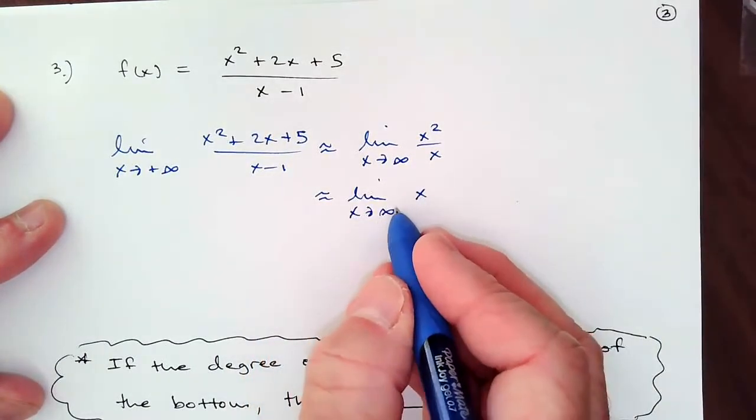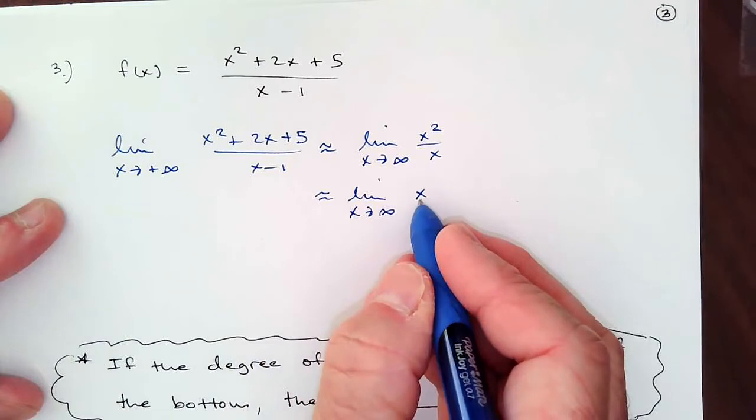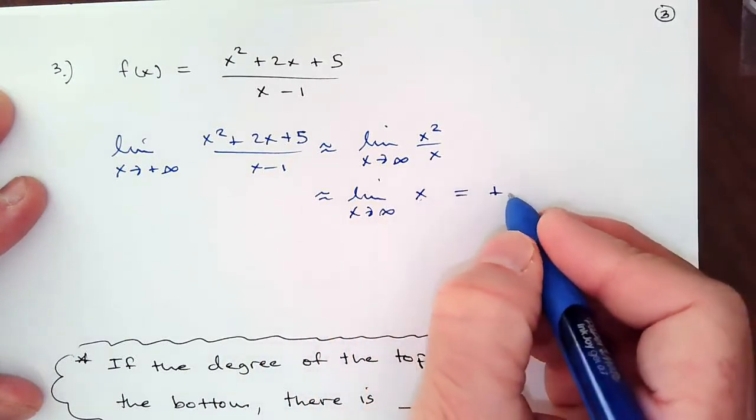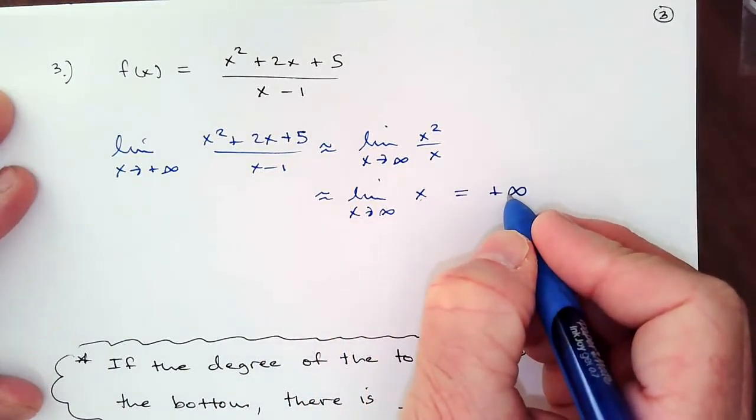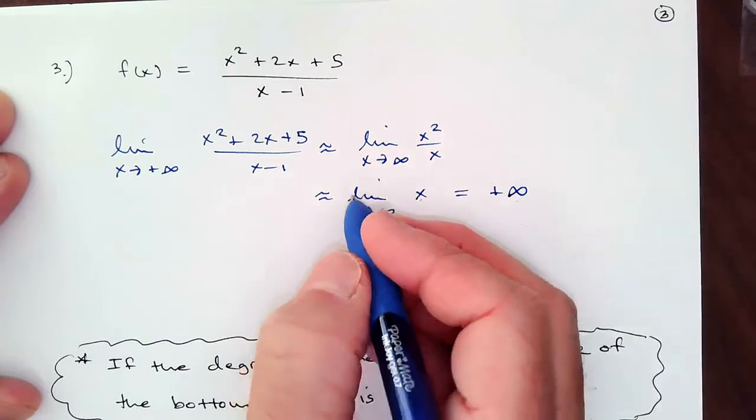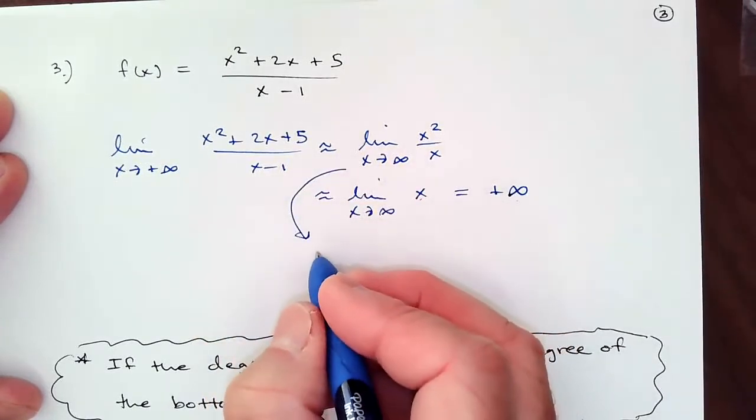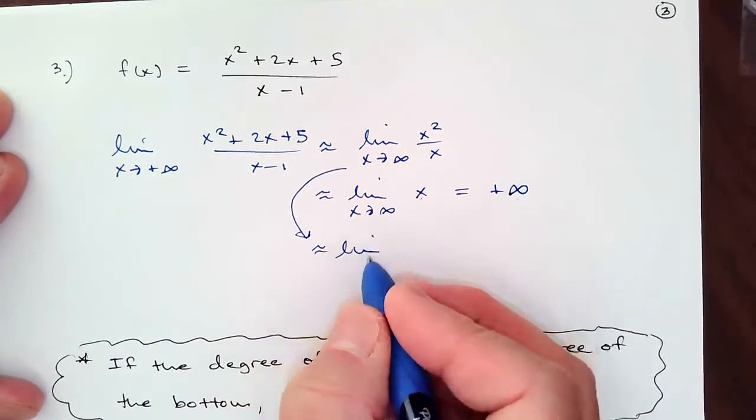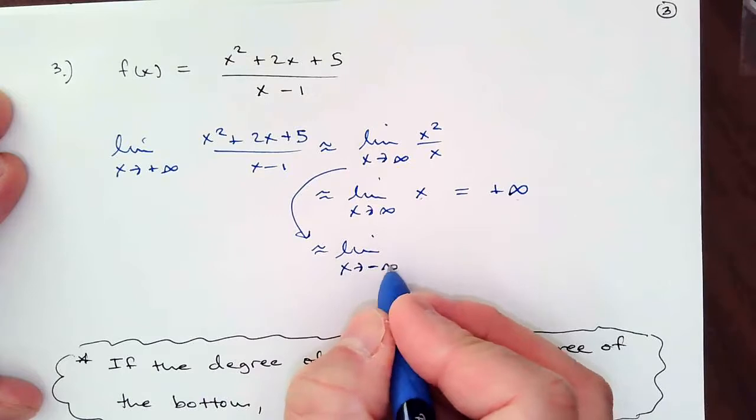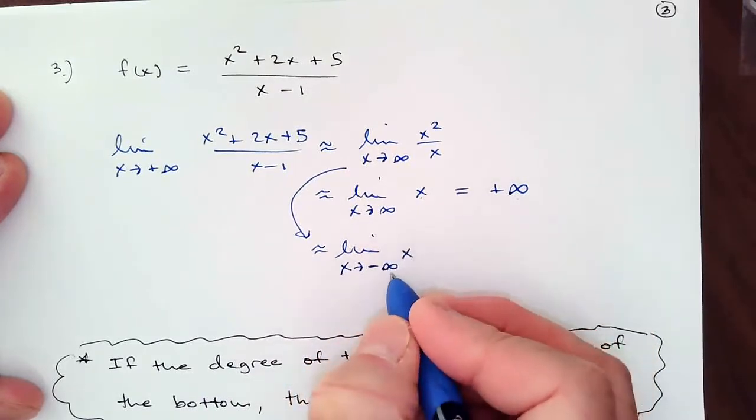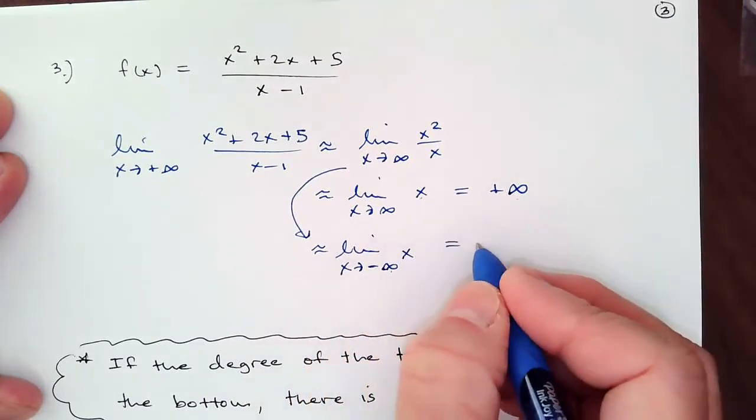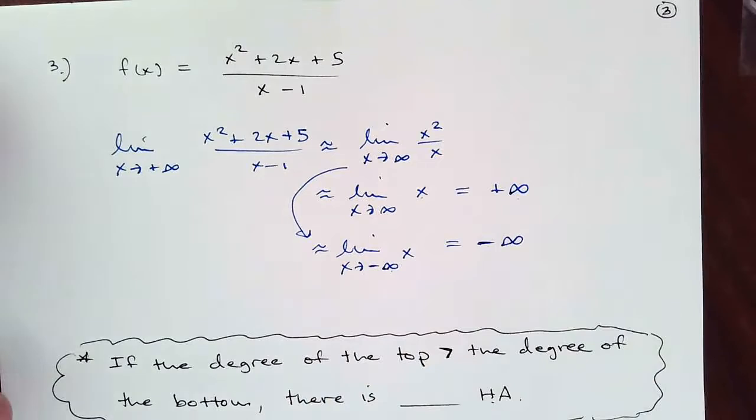Well, if x went to positive infinity and I plug that into what's left over, I am going to get positive infinity, aren't I? What if I had x going to negative infinity? Well, the function that I'm left with is just x. If you plug in negative infinity, you're going to get negative infinity for that limit.